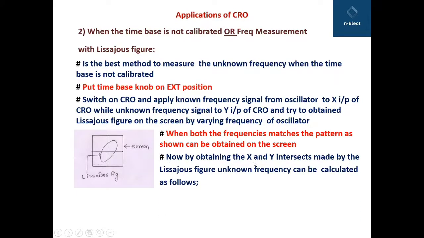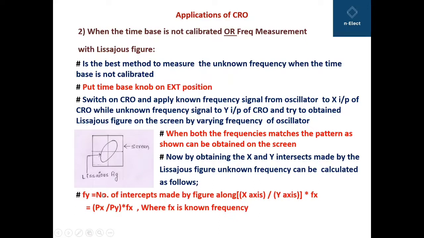Now by obtaining the X and Y intercepts made by the Lissajous figure, unknown frequency can be calculated by using the formula Fy equals the number of intercepts made by the figure along x-axis divided by y-axis multiplied by fx, that is px upon py into fx, where px is the number of intercepts made along x-axis, py is the number of intercepts made along y-axis, and fx is the known frequency.